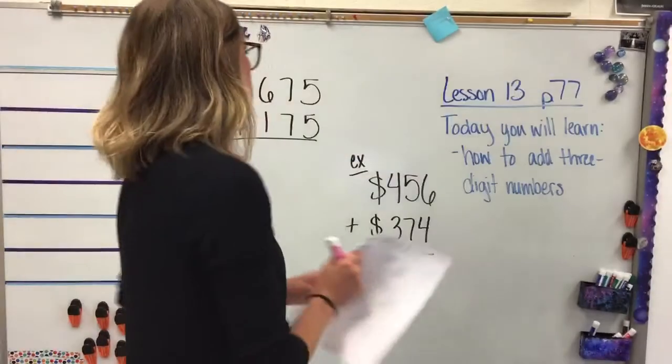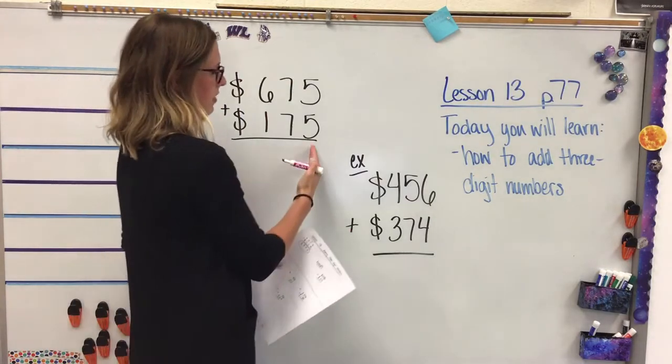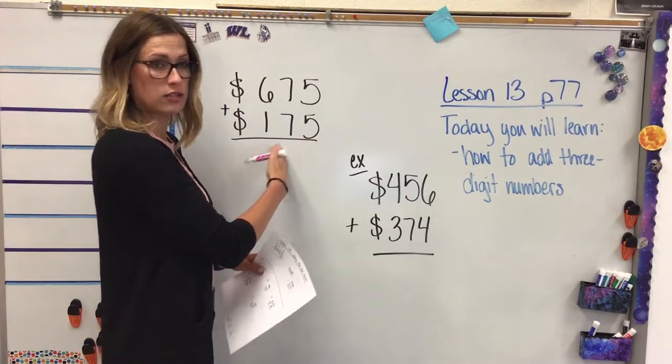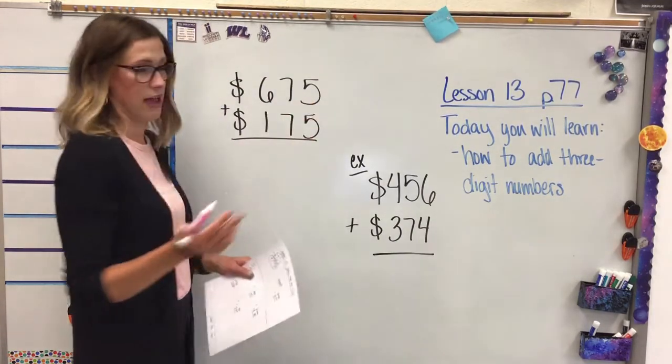All right, let's walk through how we got that answer of 850. We're going to start with our ones column. Remember, we have our ones, our tens, and then our hundreds. We always start with our ones. So first let's add 5 plus 5. When we add 5 plus 5, we get 10.